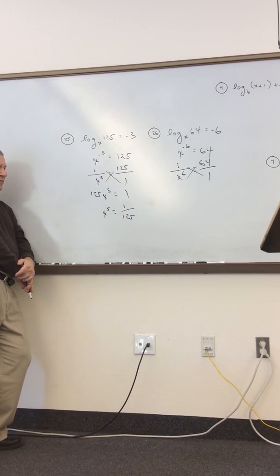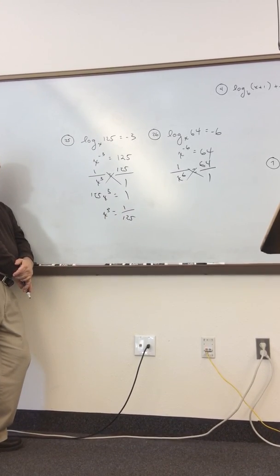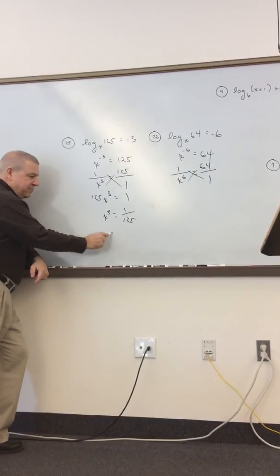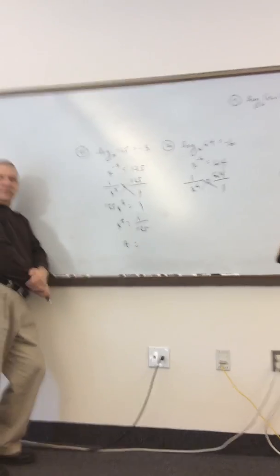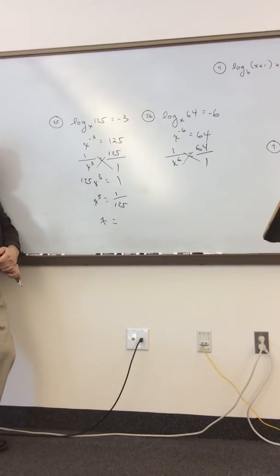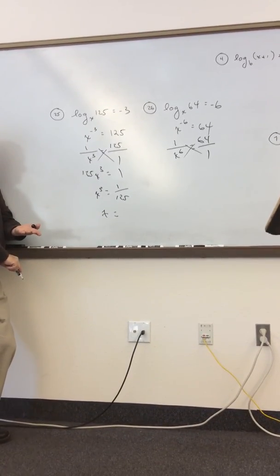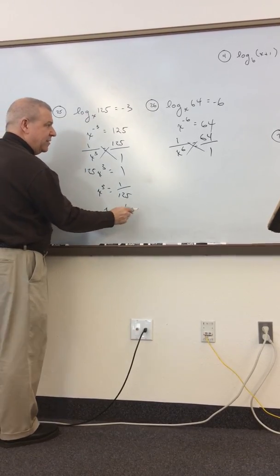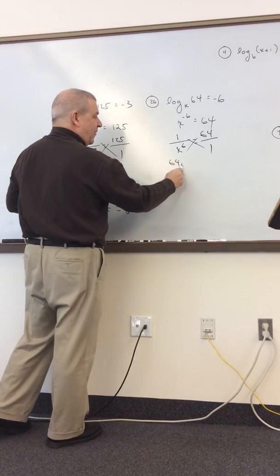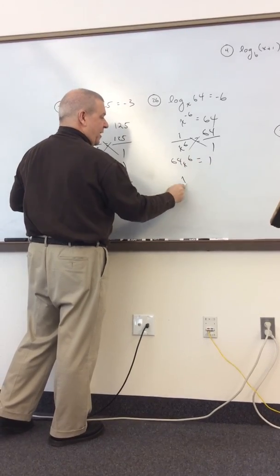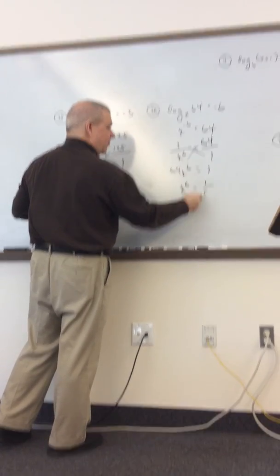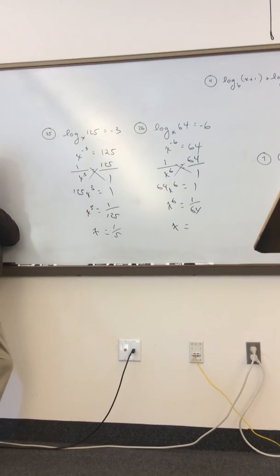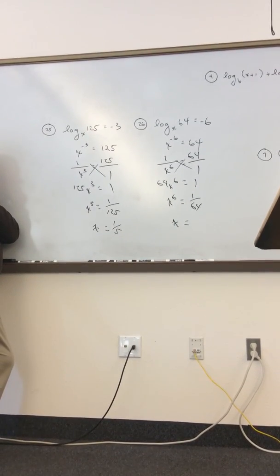So what's that make the answer there? If x cubed equals 1 over 125, what's x? Go ahead and take Dave. Take the cube root of both sides, and that'll be 1/5, right? This is 64, x to the 6 equals 1, so x to the 6 equals 1 over that. I know that's kind of a higher one, but it's perfect.